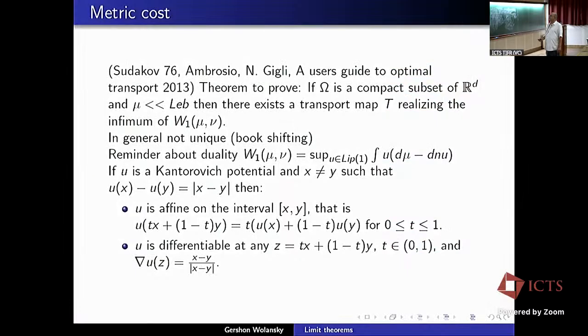Suppose there are 2 points like this, ux minus uy equal x minus y. So u is a nothing function on the interval. So look at the interval connecting the point x to point y. So for any point in between, tx plus y minus ty should be tux plus y minus ty, okay?